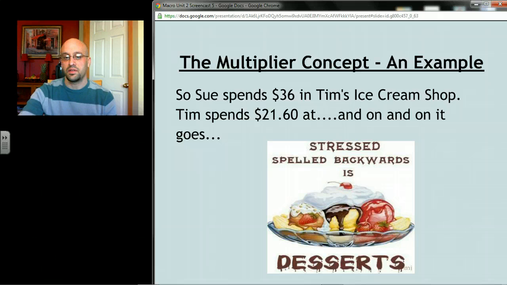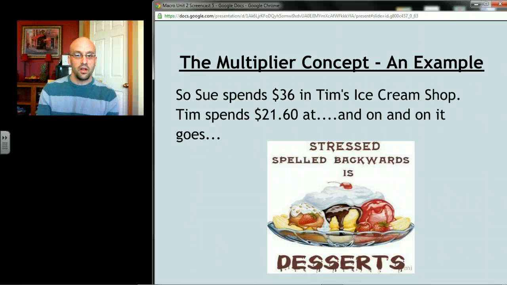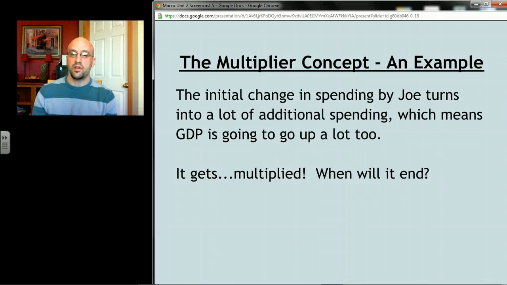But of course, that's not the end of the story. Sue spends that 36 bucks somewhere, let's say Tim's ice cream shop. He's got an MPC of 0.6. He wants to spend money too. So he spends 60% of it, and on it goes. GDP just keeps on going up. 60% of 60% of 60%. That initial change in spending by Joe, you could see, turns into a lot more spending. And it gets multiplied, hence the name multiplier. And I'll leave it to you to think about when that would have to end. Basically, well, you can think it through.